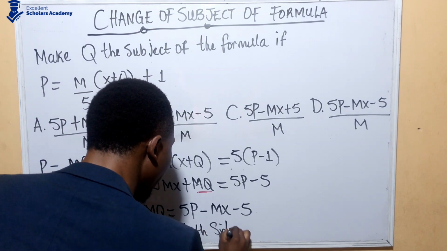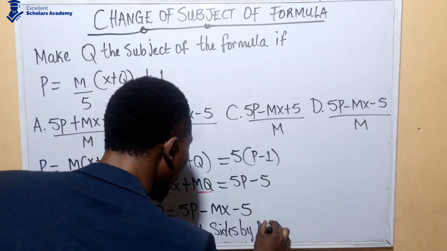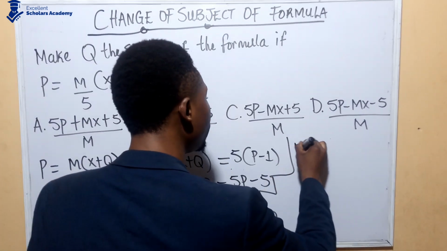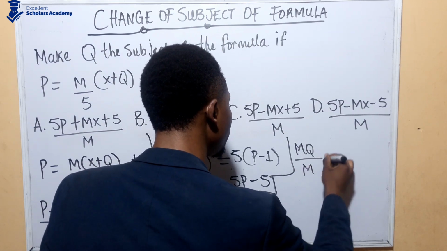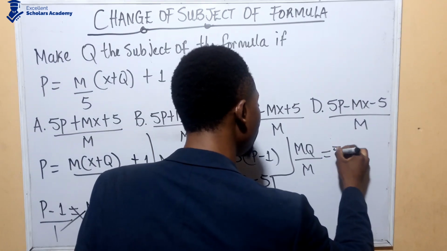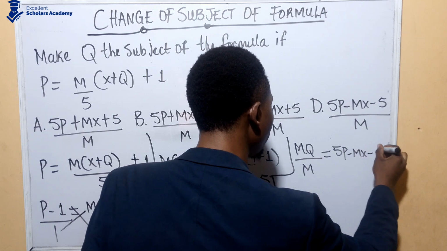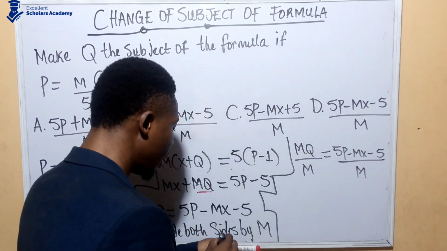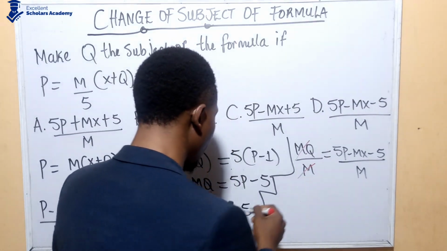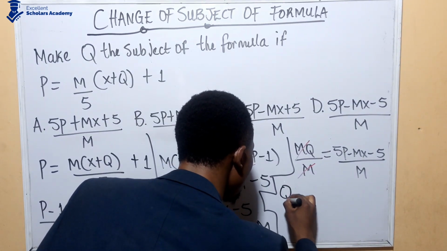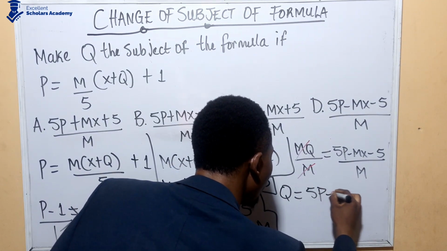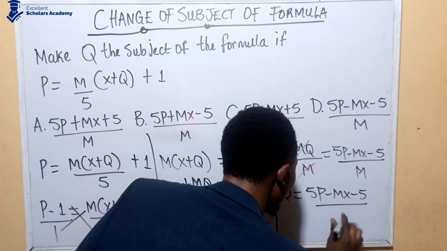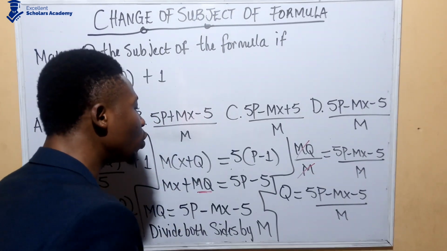Divide both sides by m. So if you divide both sides by m, this becomes what? mQ over m is equal to what? 5p minus mx minus 5 over m. So of course, m takes away m here, and then you're left with what? Q is equal to what? 5p minus mx minus 5 over m. Over m. So this is going to be our final answer.